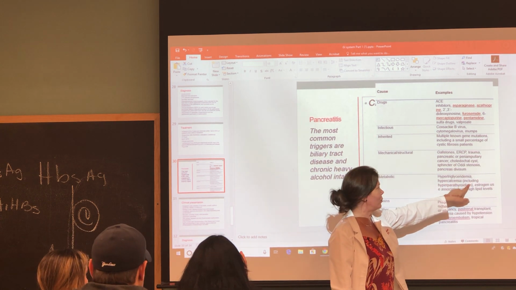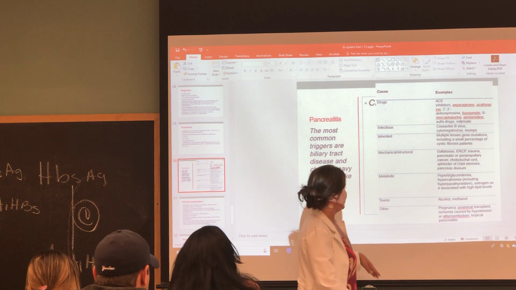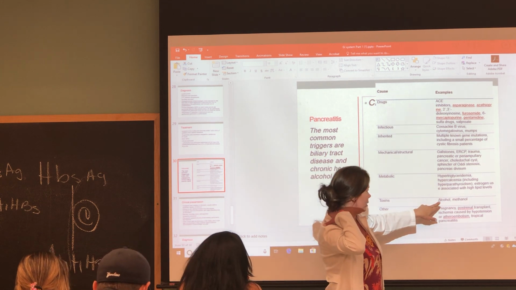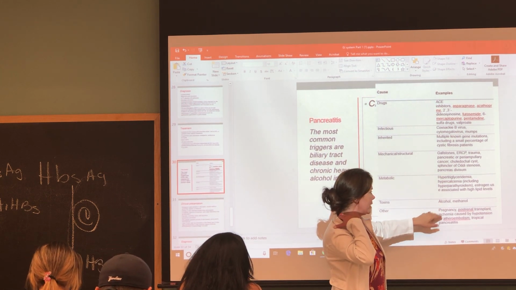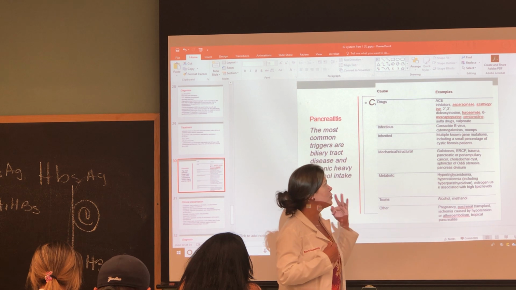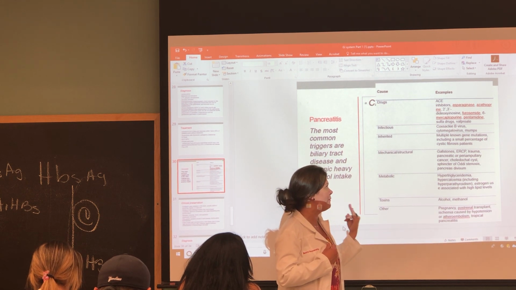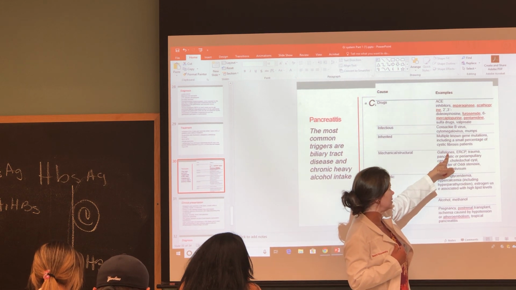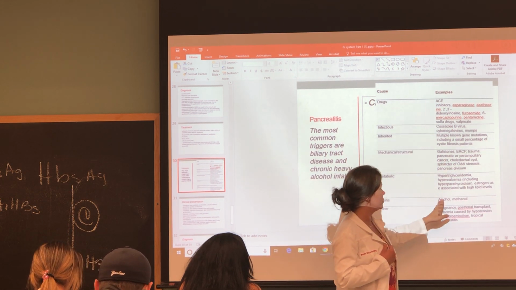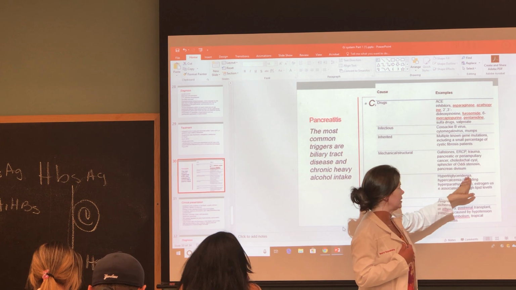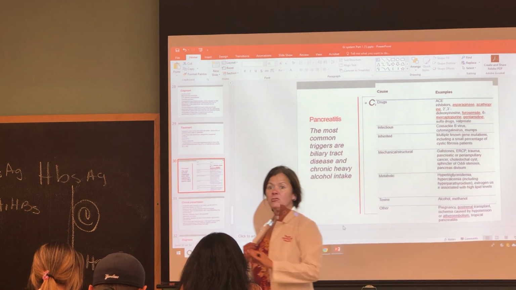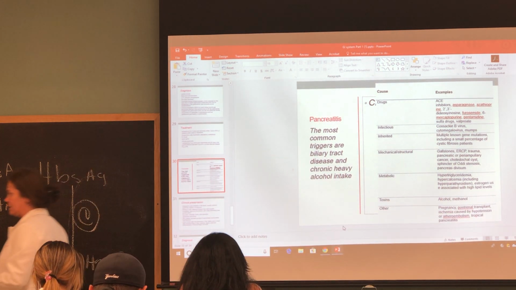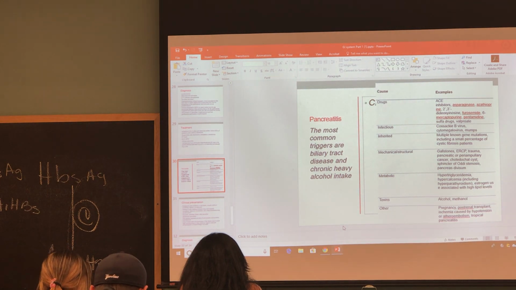hypertriglyceridemia, don't forget that one, even though hypercalcemia can also do it, and alcohol abuse, patients that have pregnancy or transplant. But the three that I want you to never forget: the leading number one is cholelithiasis, second, alcohol abuse, third, hypertriglyceridemia. So yes, alcohol is not the leading cause of pancreatitis.